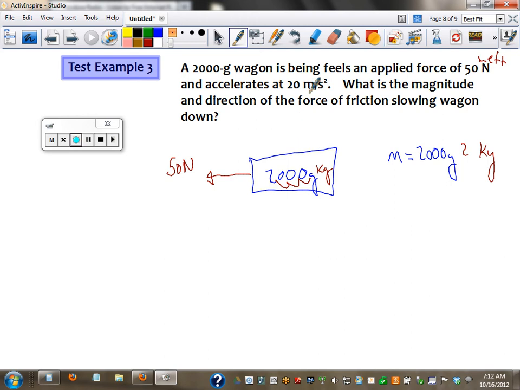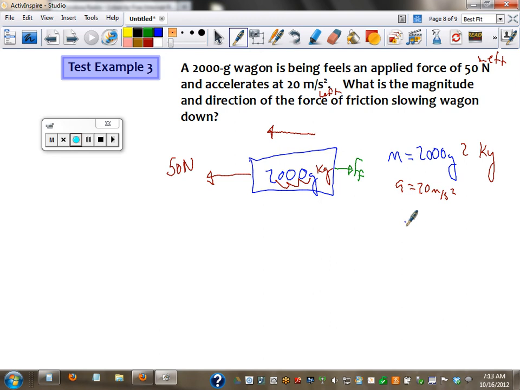It accelerates. Oh man, I made this hard for you guys. I'm sorry. You're not able to solve this one until now. 20 meters per second left. So I know that my net force is also this way. Acceleration equals 20 meters per second squared. What is the magnitude and direction of the force of friction slowing the wagon down? So friction opposes motion.